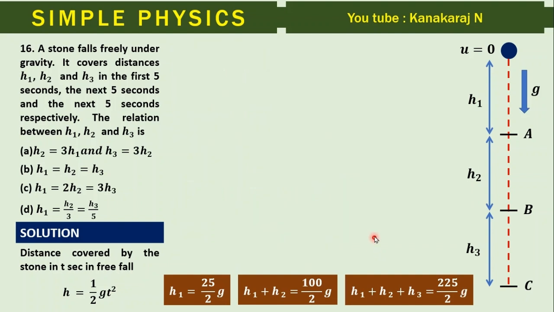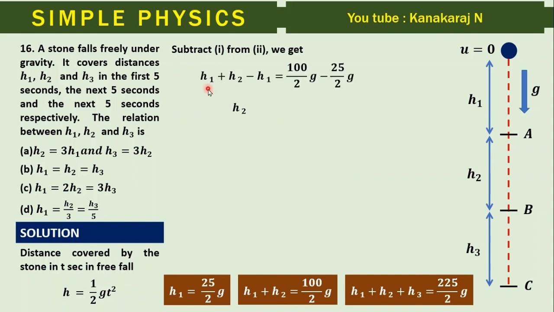Good. Now let us subtract the first equation from the second equation. We get the value of h2. h1 plus h2 minus h1 equals 100 upon 2g minus 25 upon 2g. So we get 75 upon 2 times g, which equals 3 times h1 equals h2. So h1 equals h2 upon 3. This answer is available with option D. So option D is correct.